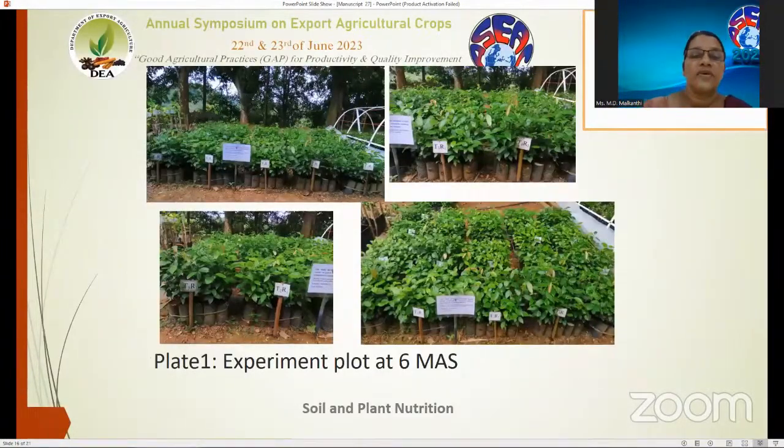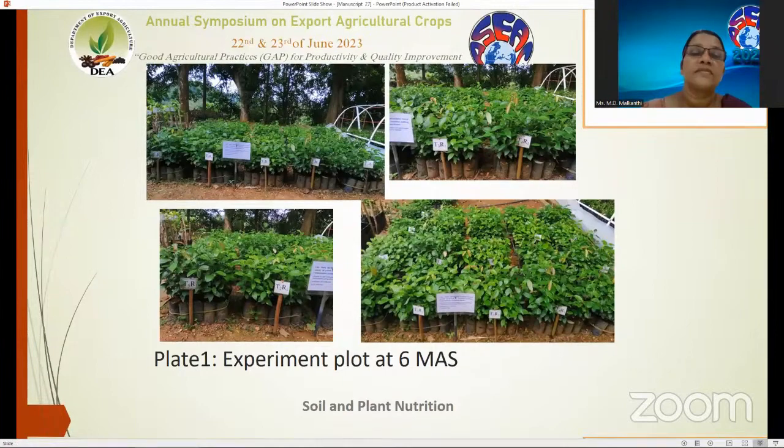Plate 1 shows the experiment plot at 6 months after sowing. These photos show the reflected result of the experiments.